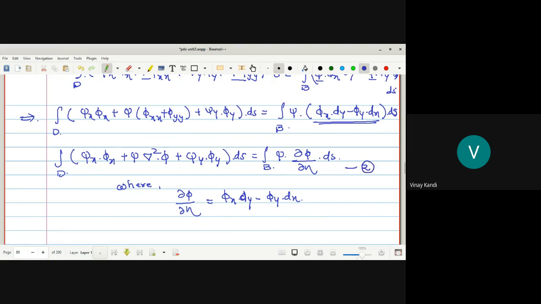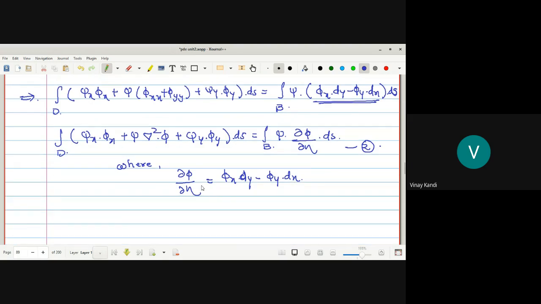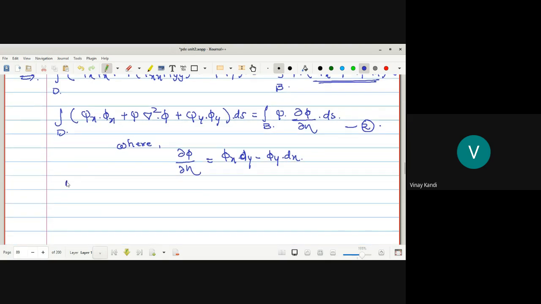Now interchanging the role of phi and psi.